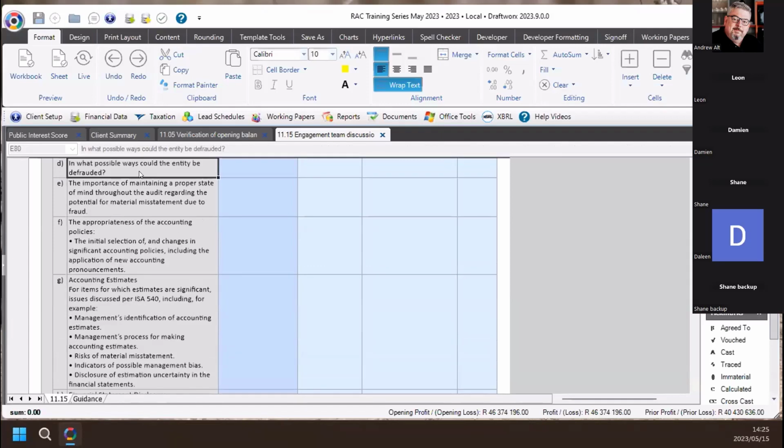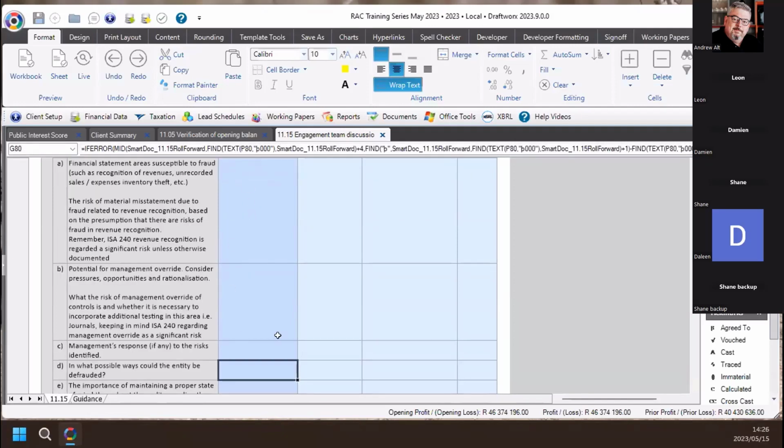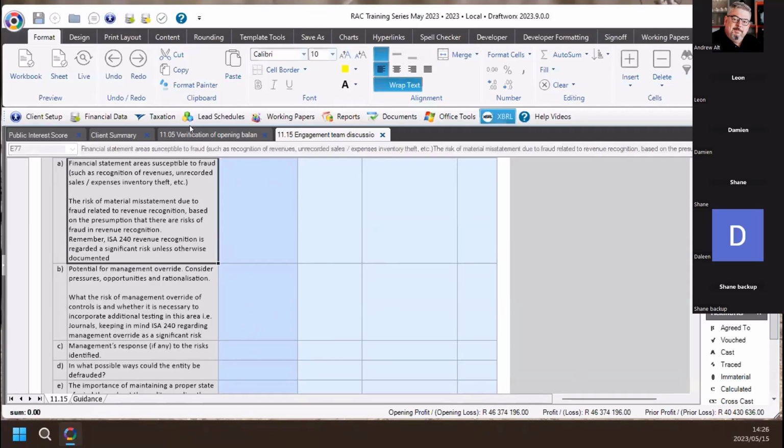Now, this might need to be quite a long discussion in some cases. And if that is the case, then please go and create a separate working paper instead of trying to complete a book in one cell. That's not going to make it easy for review purposes. And then you can roll forward that document year after year. That's not a problem. But at least then you've got the hyperlink and a reference to where you'll find that information for future purposes.